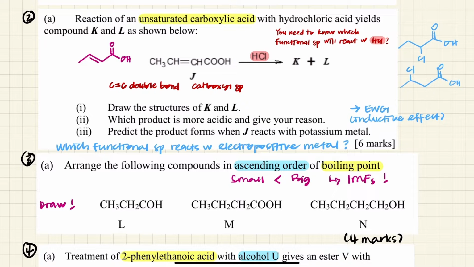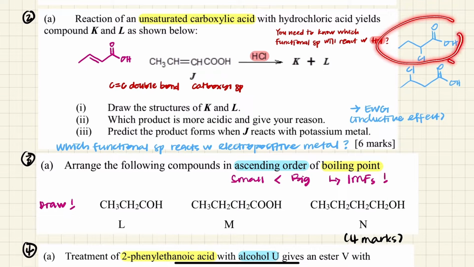If you look closely as well, your alkene has two hydrogen atoms in two different environments. So you will be getting two products. So this is your first and second product, K and L. And then number 2, which product is more acidic? And give your reason. So acidity depends on the ability of your compound to release its H+.